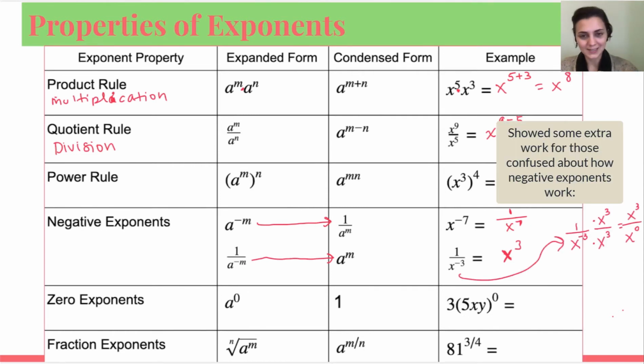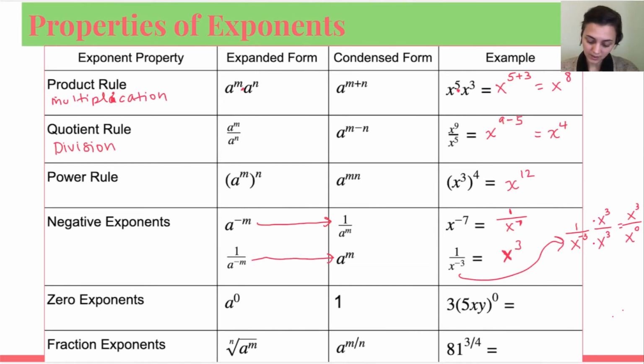Zero exponents. Anything raised to an exponent of 0 is just 1. So in the example over here, everything in the parentheses is being raised to the 0 exponent, so that goes to 1. So this whole term is just equal to 3.